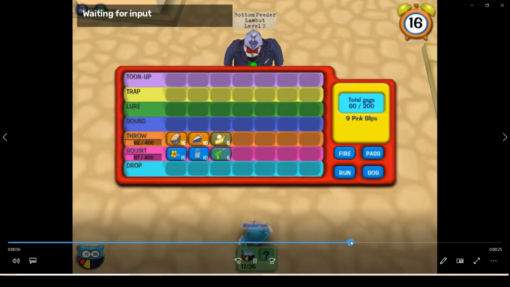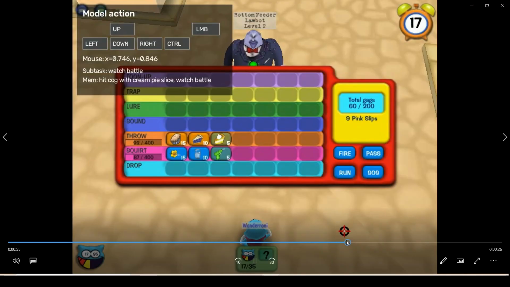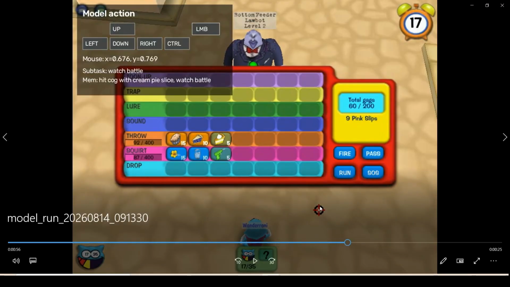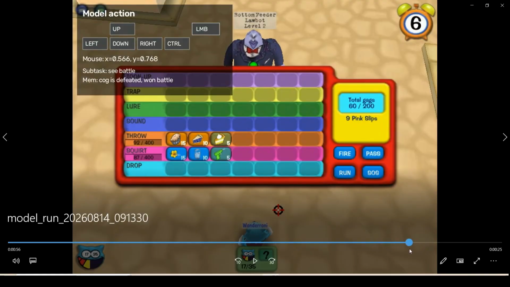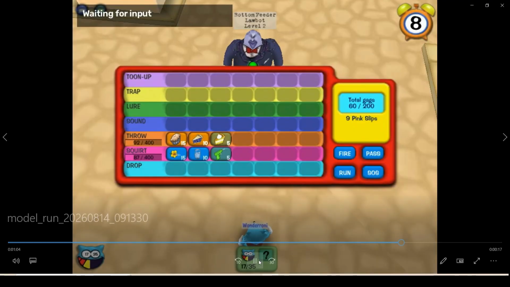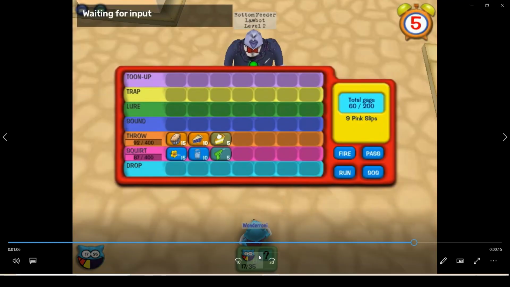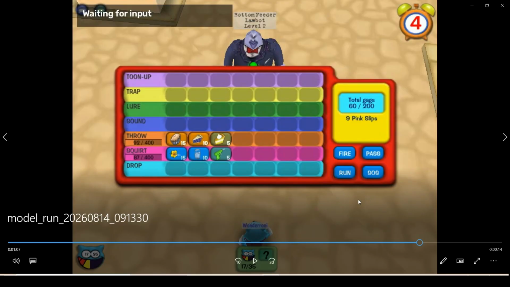Ideally, something that would happen here is that you would expect the cursor to go and click one of these things, and then it actually will watch the battle. But that's not what happened here, for many reasons. The biggest one is that I have very little training data for this, but I will get into all that soon. But this is what this robot AI looks like in action for Toontown.